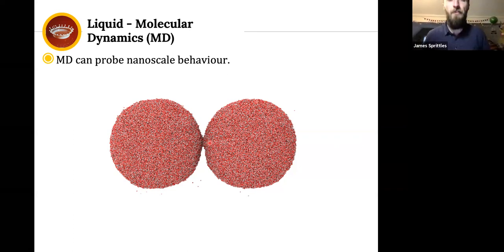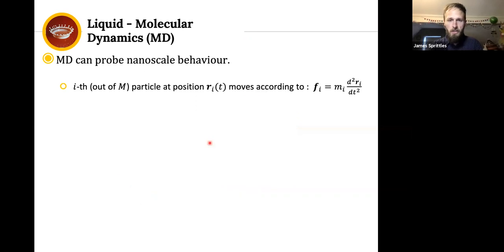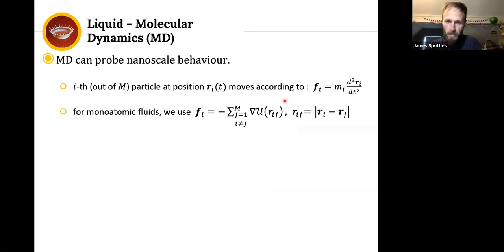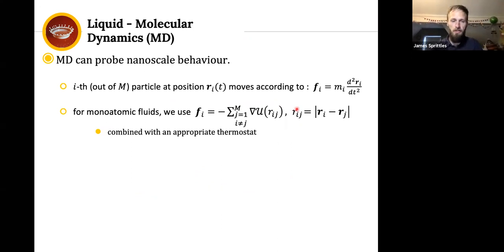The traditional tool of choice at the nanoscale would be molecular dynamics. This is not an area I'm an expert in, but I'm going to briefly describe the idea of molecular dynamics because it's conceptually relatively simple. The idea is you essentially move particles according to Newton's second law. So you have forces acting upon them, which move the particles. This force is the gradient of some potential, and typically that potential depends on the distance between the particles. That's combined with some appropriate thermostat, and there are subtleties involved there.